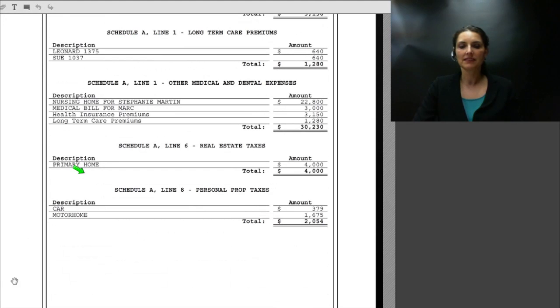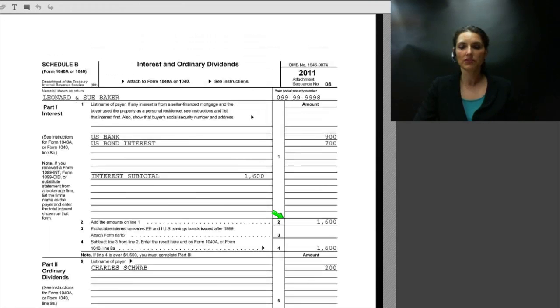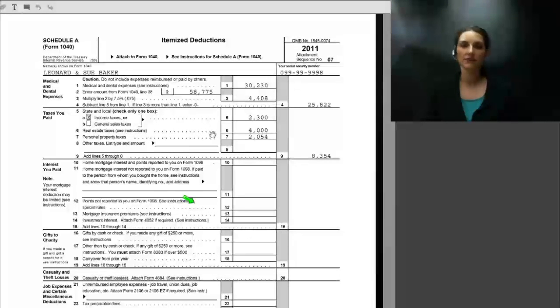For example, it says Schedule A, Line 8, personal property taxes. We have the car at $379, the motorhome at $1,675. The total is $2,054. And if we go back up to the Schedule A, line 7 is $2,054. So it's just explaining where that number came from.